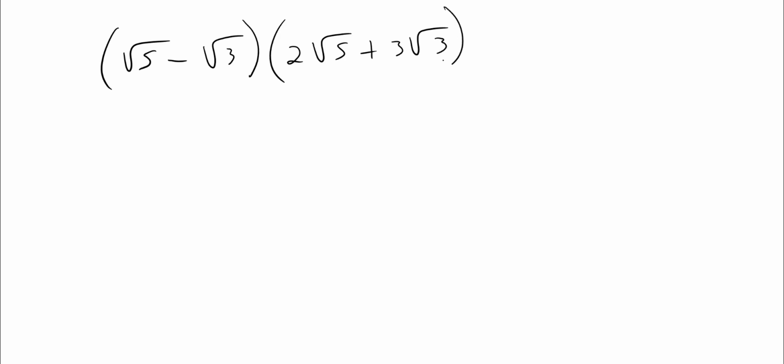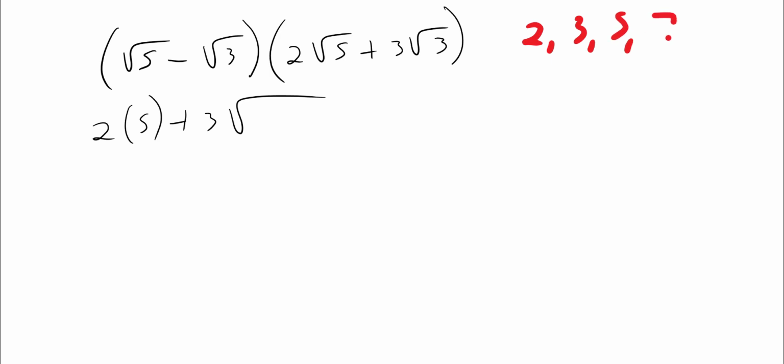Okay, so do FOIL. I can do the first term, so 2 times, and that's root 5 times root 5 is just 5. Outer plus 3 times, well, 5 and 3 can't simplify. Remember, if I write 2, 3, 5, and 7. So when I do outer, 5 times 3 is 15. So I can't do anything with that. And inner, if you want to put a 1 there, that helps.